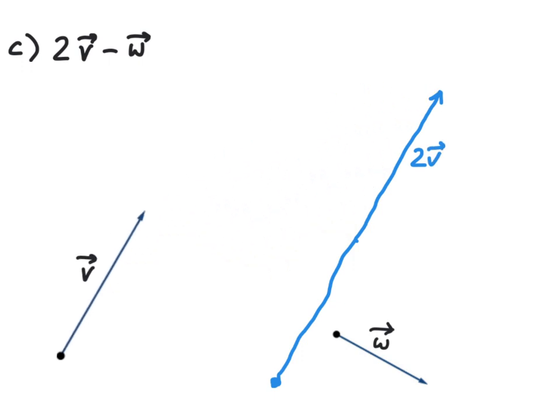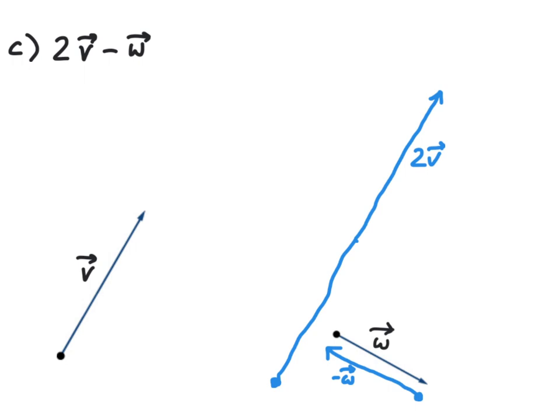Then we want to subtract vector w from this. One way that we can do that is by adding the vector negative w. Negative w will have the same length as w, but go in the opposite direction. So it will look something like this vector.